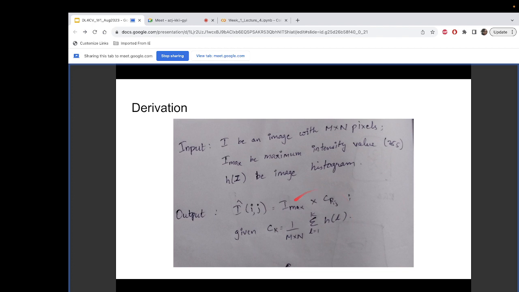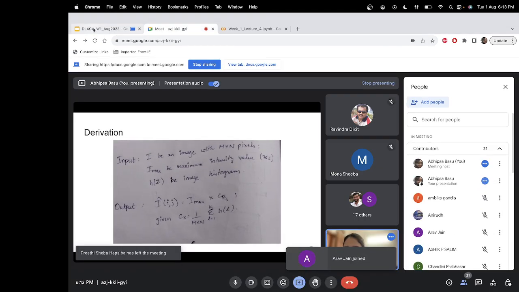So this is how we do it. Simply put, what we do is we multiply 255 with the CDF of the original image. That's all that is required to get the histogram equalized image.